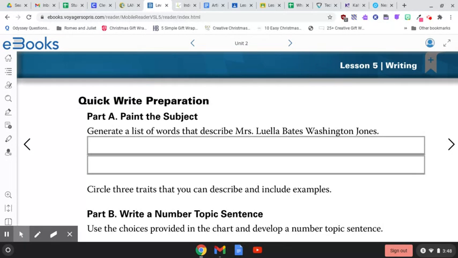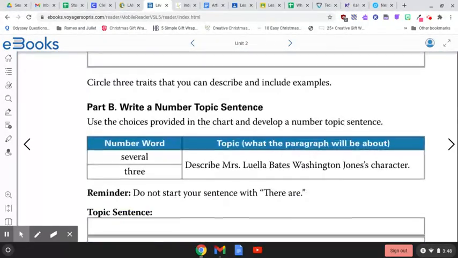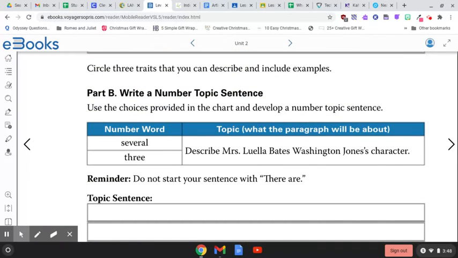Now let's look at part B. Let's look at our instructions. Use the choices provided in the chart and develop a number topic sentence. Try starting your sentence with the 3 traits you've identified. Then decide if you want to use the specific number word 3 or a word like several. Finally, write your topic sentence.